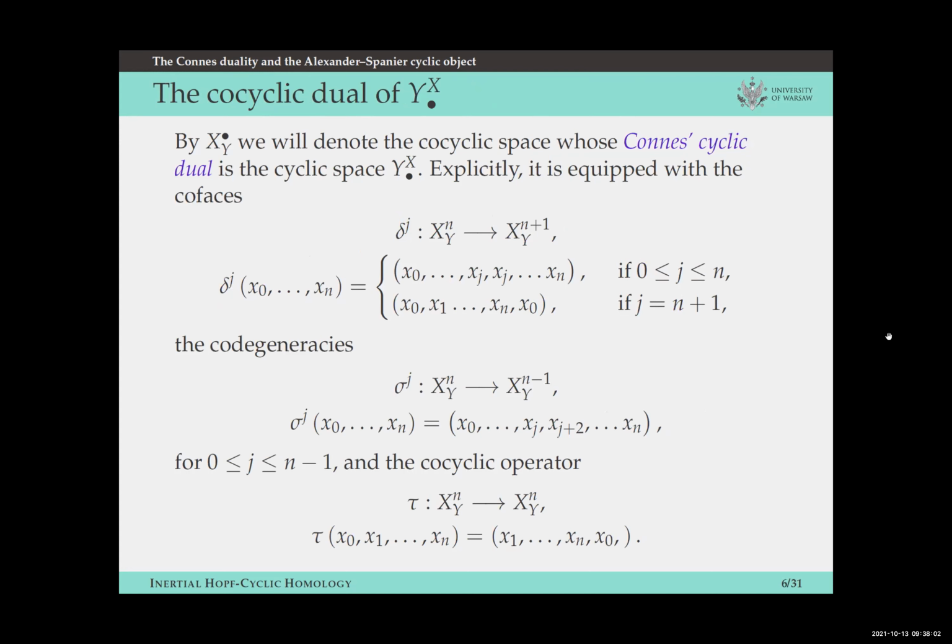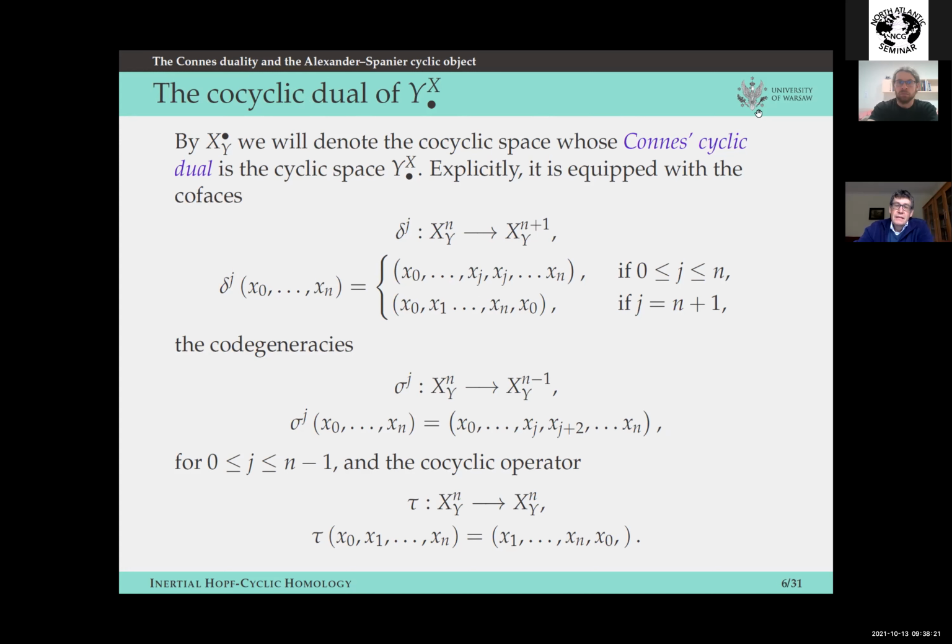Okay. There's another very interesting space, the cocyclic space, which is the cocyclic dual of the first one, or equivalently, this second one is the Connes cyclic dual of the first one. It is equipped with cofaces this time, which come from the faces, and codegeneracies coming from degeneracies, and the cyclic operator is the inverse of the previous cyclic permutation.